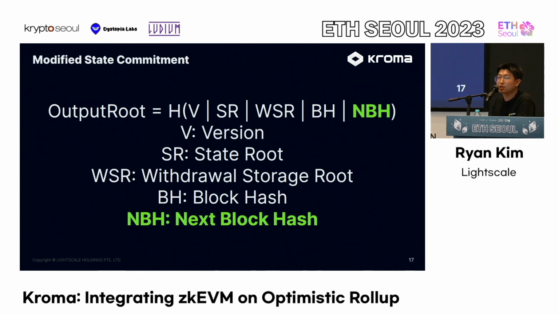In the case of Optimism, they use the output as a state commitment. They submit the output, and it is composed of version, state root, withdrawal storage root, and block hash. Nothing in it can be helpful in terms of retrieving the transaction. So we include the next block hash when computing the output. In this way, by submitting pre-images to the output, you can retrieve the transaction.